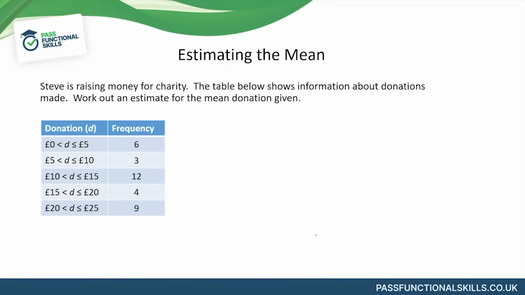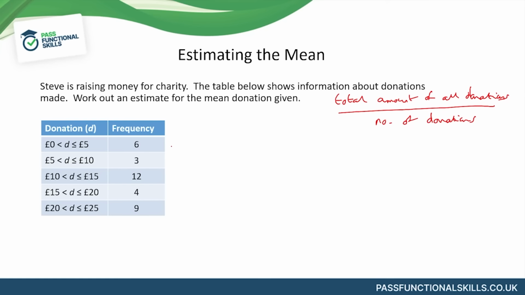Okay, let's take a look at estimating the mean. So Steve is raising money for charity. The table below shows information about donations made. Work out an estimate for the mean donation given. Now, if it was an actual rather than an estimate, then it would be the total amount of all donations, divided by the number of donations. Now this isn't going to work in this case, and you'll see why we have to do an estimate.